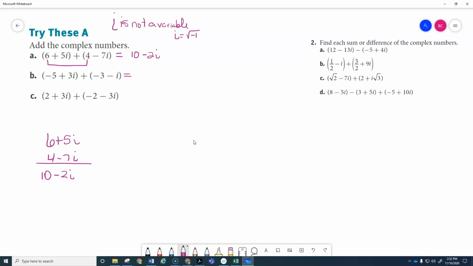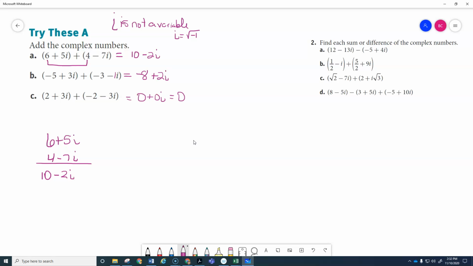A -5 and a -3 gives me a -8. A +3 and a -1, you're just doing the coefficients right here. You're just combining the coefficients. A +3 and a -1, that's a +2i. 2 and 2, that gives you 0. +3 and -3i, that gives you 0. So 0 plus 0i, that's just 0.